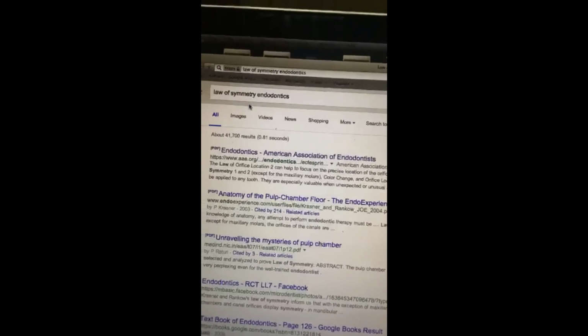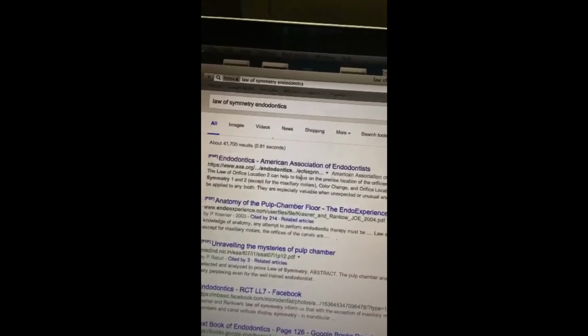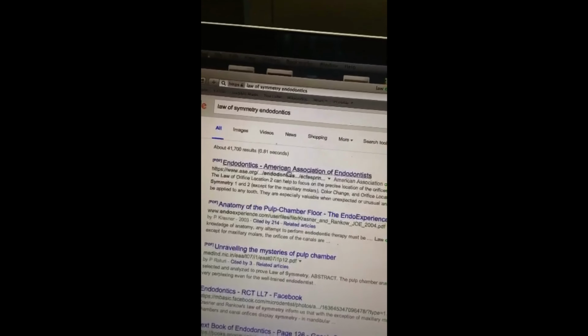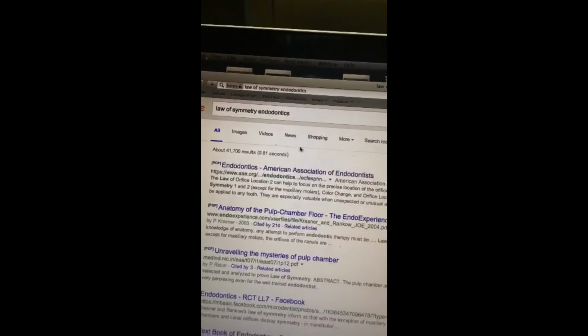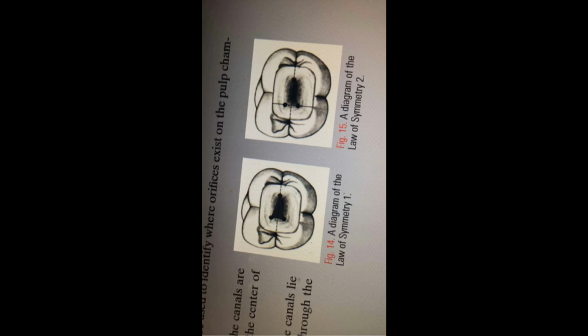canals. I highly recommend everyone to take a look at this article from the AAE about the law of symmetry in endodontics, okay? Information in this article will help you avoid mistakes, perforations, and locate canals predictably.